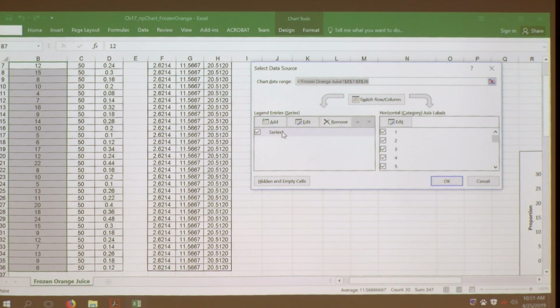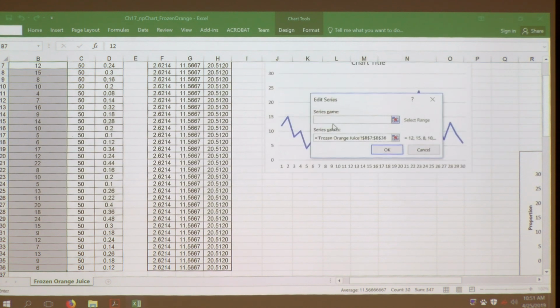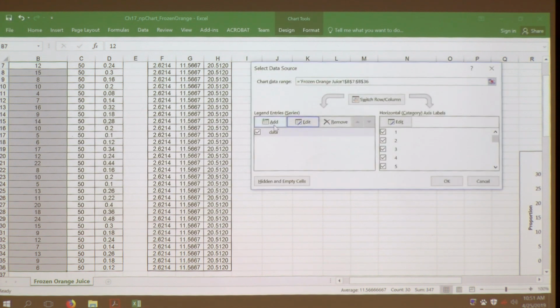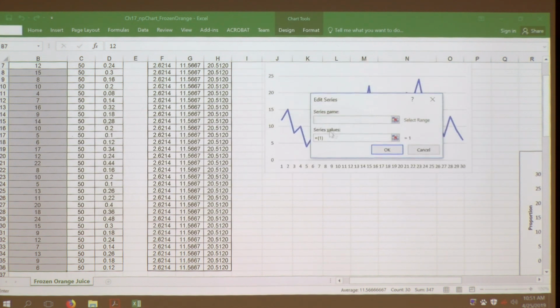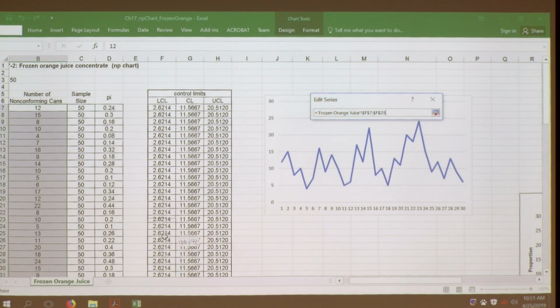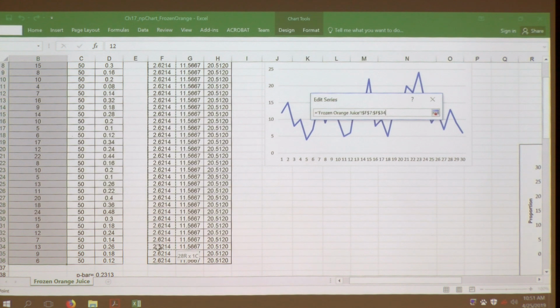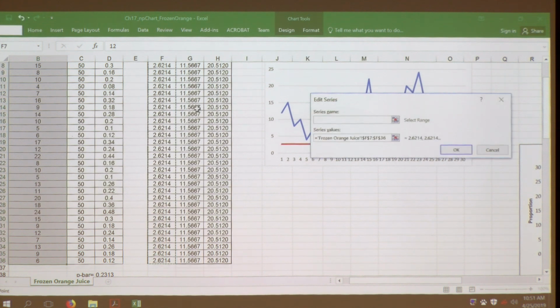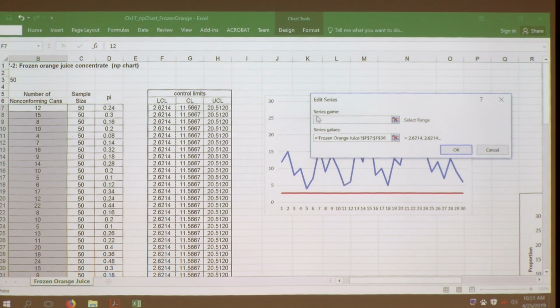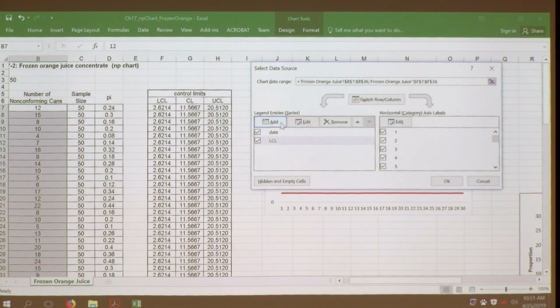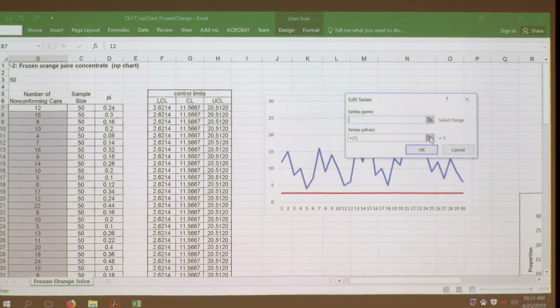Okay, and the first one is actually my data. So you just connect the data. And then you add another column, like this one. And what is the name of the one that we just selected? This will be the lower control limit. Okay? Now we add another column called center line.